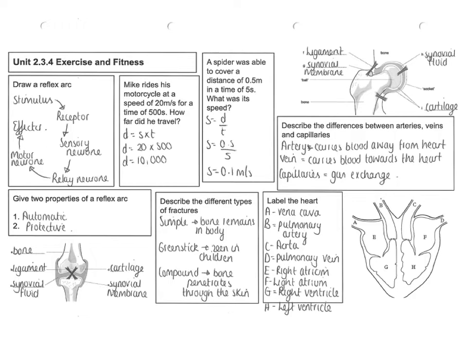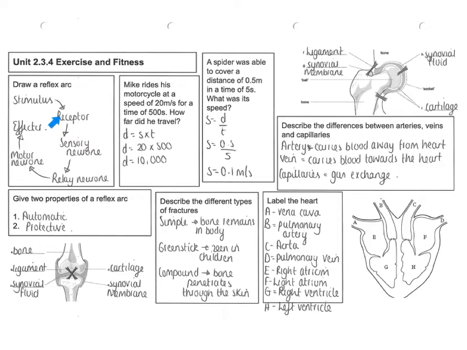Okay, so this is the answer for the review sheet for Unit 2.3.4, Exercise and Fitness. First question then is draw a reflex arc. So the first one we have is a stimulus. So for example, it could be heat. Put your hand on a hot stove or over a flame.